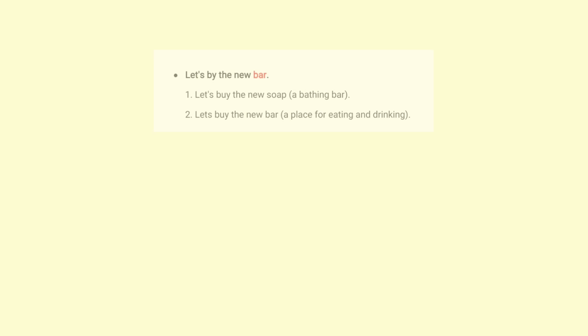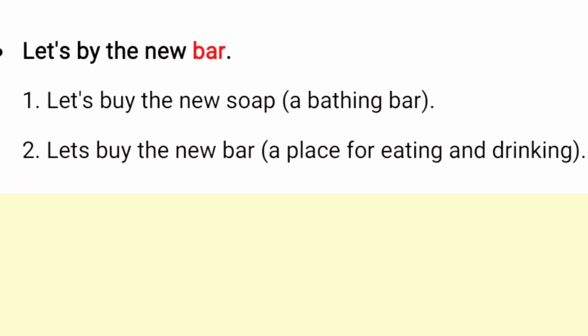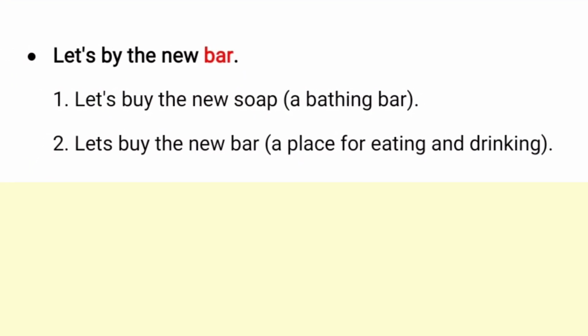Have a look at another example. Let's buy the new bar. Now, the word bar means a bathing soap, and it also means a place for eating and drinking. So, when I say let's buy a bar, it means let's buy a new soap, and it also means let's buy a place for eating and drinking.